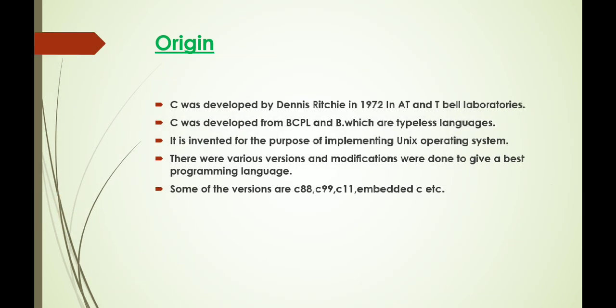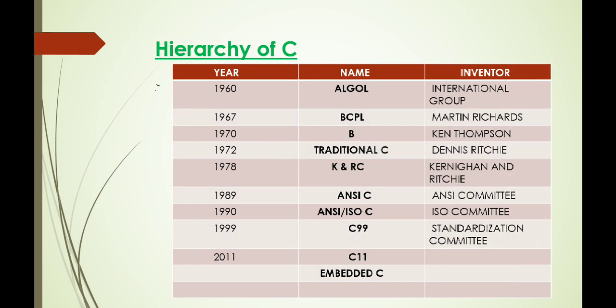Origin: how it originated. C was developed by Dennis Ritchie in 1972 at AT&T Bell Laboratories. C was developed from BCPL and B, which are typeless languages. It was invented for the purpose of implementing the Unix operating system. There were various versions and modifications made to give the best programming language, such as C88, C99, C11, Embedded C, etc. This is the hierarchy of C. These are the years, names and inventors of how it was extended.